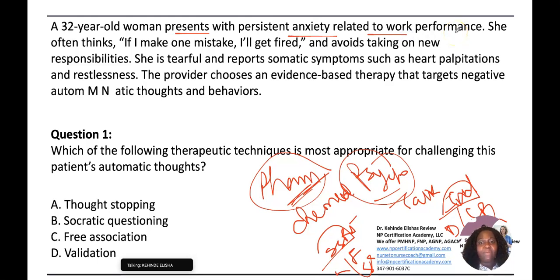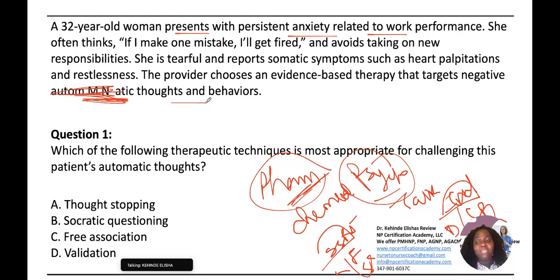A 32-year-old woman presents with persistent anxiety related to work performance. She often thinks, if I make one mistake, I will get fired, and avoids taking on new responsibilities. She is tearful and reports somatic symptoms such as heart palpitations and restlessness. The provider chooses an evidence-based therapy that targets negative thoughts and behaviors.